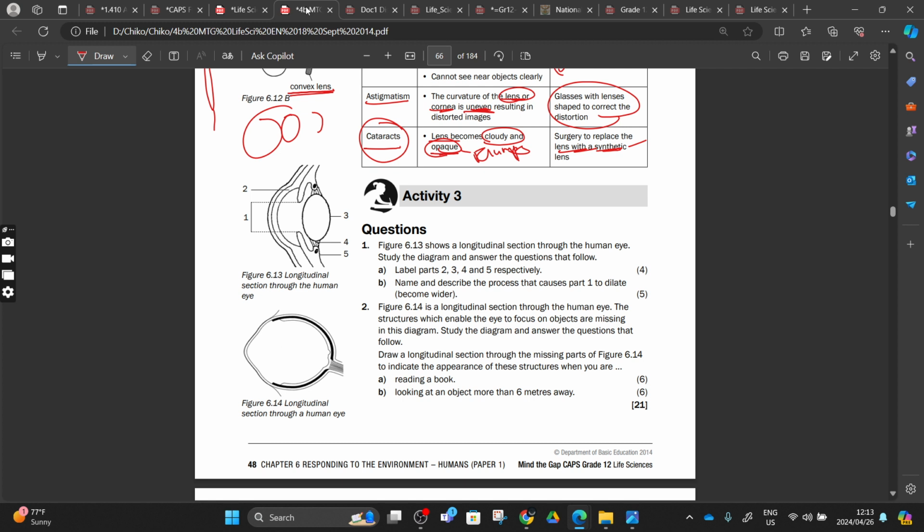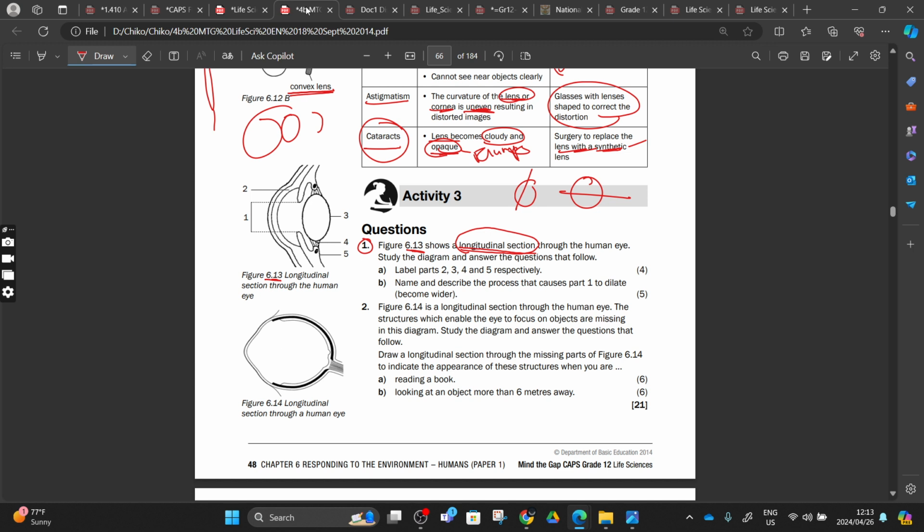Activity 3, fast. We did this. We are just passing by here. But question 1, let's start here. Figure 6.13 shows a longitudinal section. You see, we have a longitudinal section and we have a transverse section. A longitudinal section is when we have something and we are cutting it like that. And a transverse section is when we are cutting like this. You'll learn this as we move on, right?